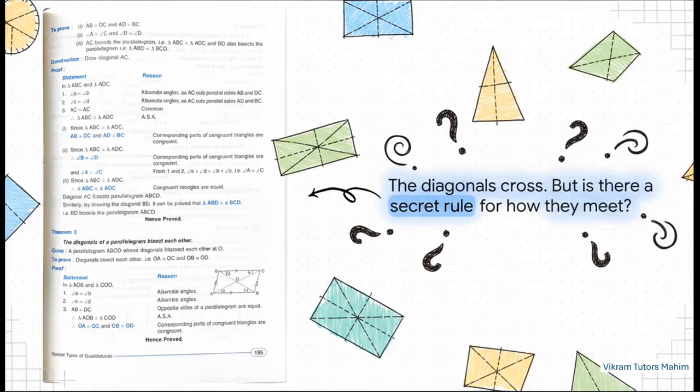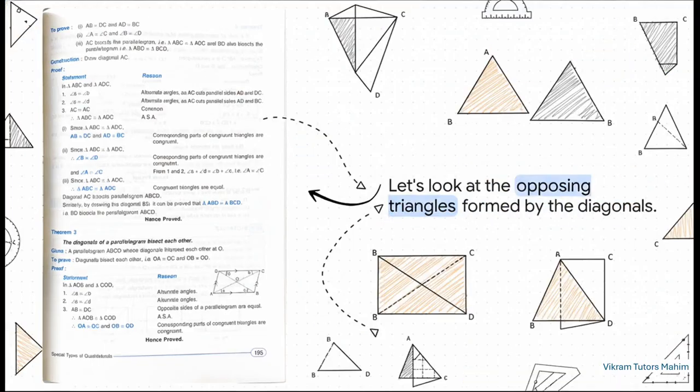Now for the really cool part. Let's look at the secret DNA of these shapes. Their diagonals. You know, the lines that cut across from corner to corner. In any parallelogram, they always cross each other. But is it just random, or is there some secret rule that decides how they meet? Well, the secret is actually hidden inside the shape itself. If you look at the 2 triangles that the diagonals create, the ones on opposite ends, if we can figure out what's going on with them, we can crack the whole code.